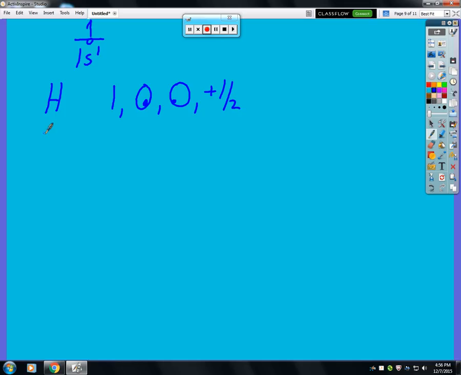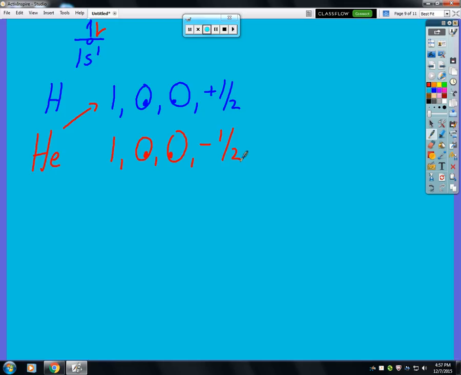What about helium? Helium has not only this electron right here, but it also has this electron. So what electron is that red one? 1, 0, because it's an S. 0 because of the spot, and it's spinning down.